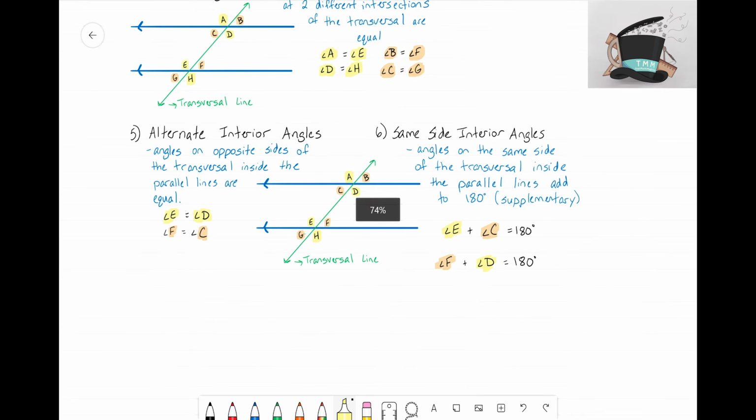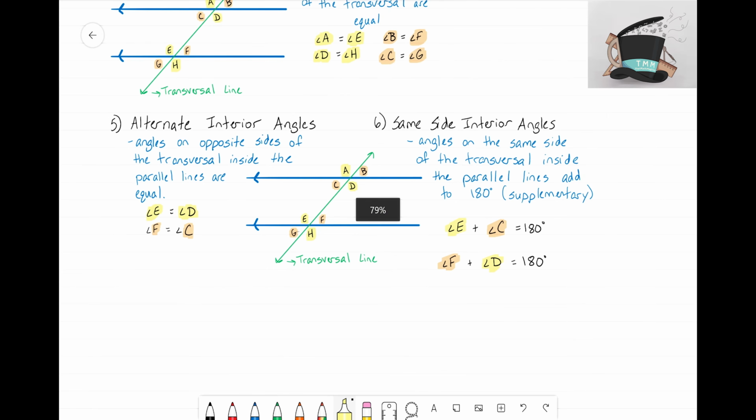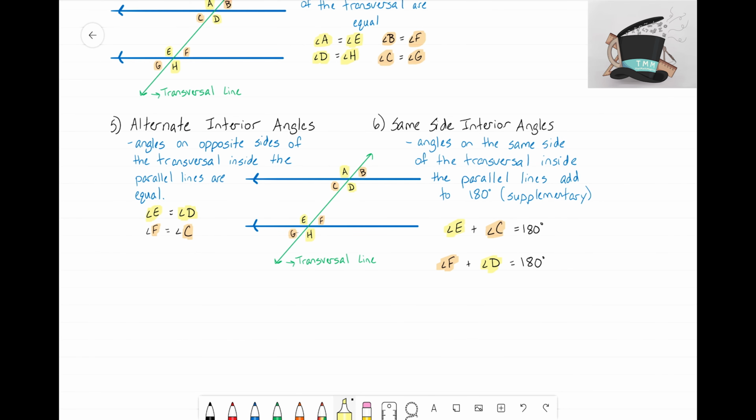Okay, everyone, those are the final two angle relationships that we're going to be looking at. We have alternate interior angles and same side interior angles. These facts will always hold true. Alternate interior, they're equal. Same side interior, they're supplementary. They add to 180.